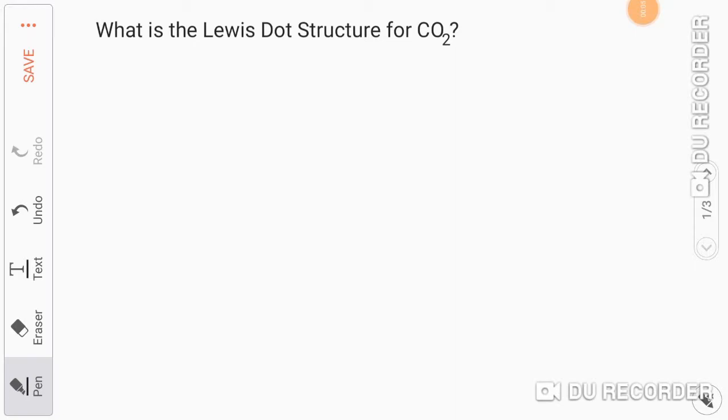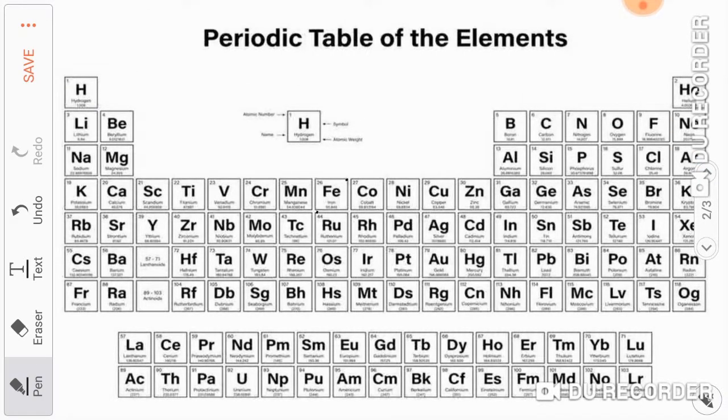Today we'll be identifying the Lewis dot structure for carbon dioxide, also known as CO2. So obviously before solving for this Lewis dot structure, we must do a couple calculations. Firstly, we must find out how many valence electrons are in each of our elements. Carbon is located in the fourth column, therefore it has 4 valence electrons. On the other hand, oxygen is in the sixth column, so it has 6 valence electrons.